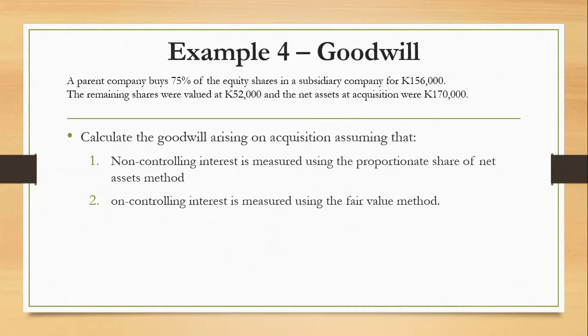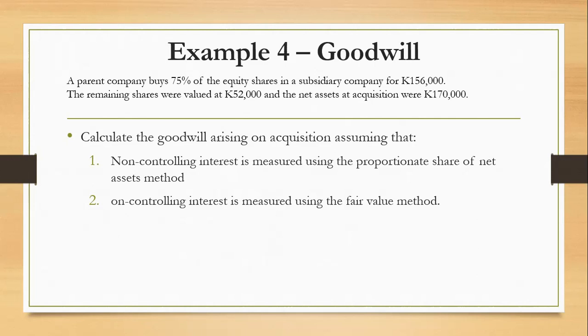So I'd already shown you how to calculate goodwill. You can still do it even at home. It's the same concept that I showed you in working 3. Let me just explain this. It says the parent company buys 75% of the equity shares in the subsidiary company for 156,000. This is the fair value consideration. P has spent 156,000. Then it says the remaining shares were valued at 52,000, and the net assets at acquisition were 170,000. So the NCI is 52,000 because that is what is remaining.